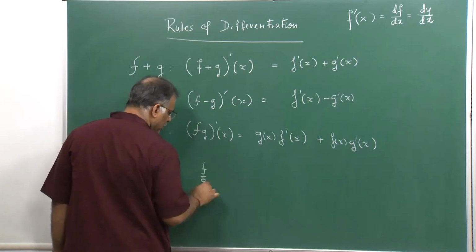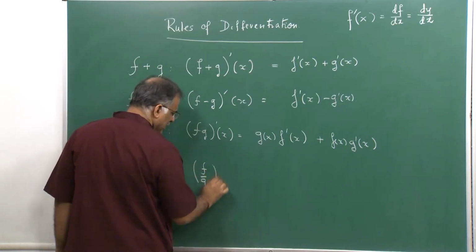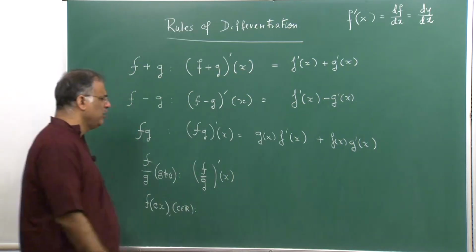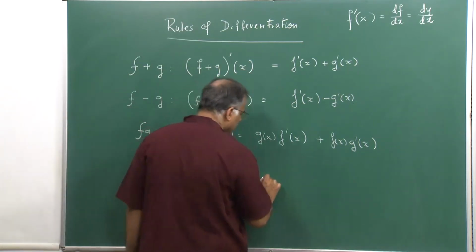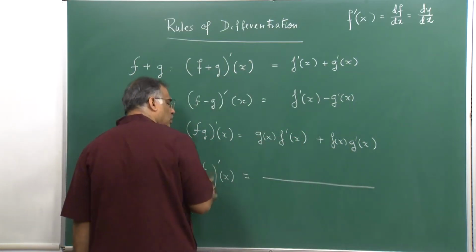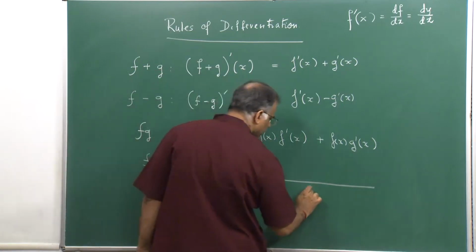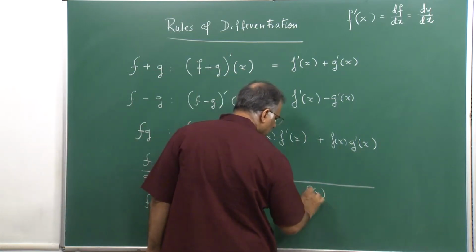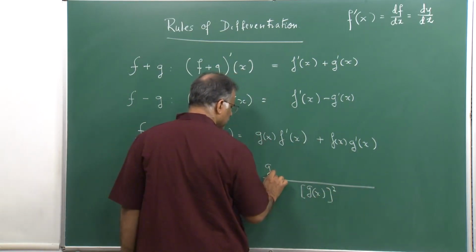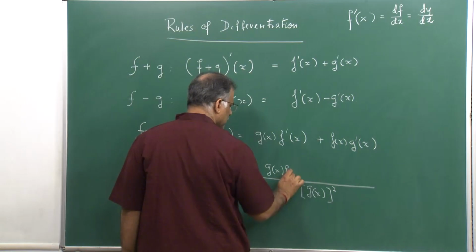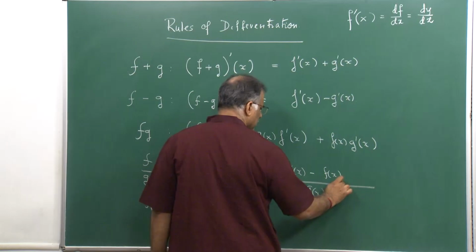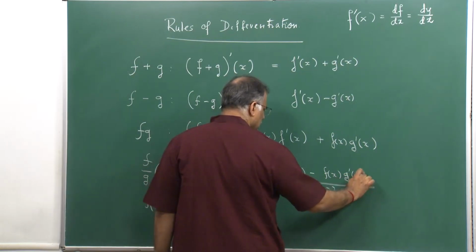Of course, g of x cannot be 0 for any x. So, when I want to evaluate this, it is a slightly tricky one, but again it is the same thing, because this is nothing but f multiplied with 1 by g, where g is a non-zero function. So, this is what you have.